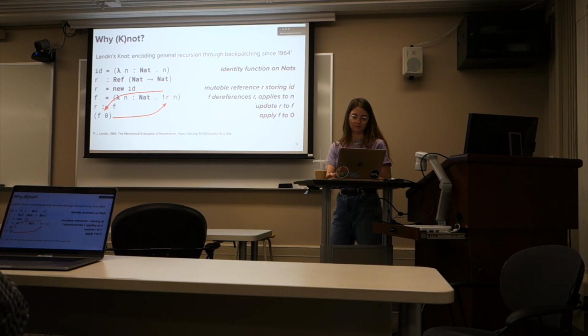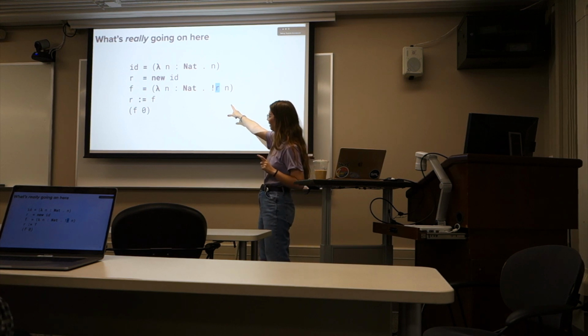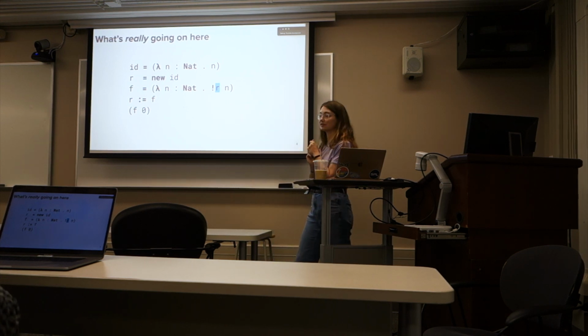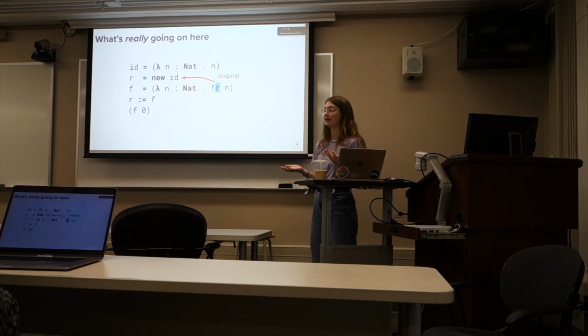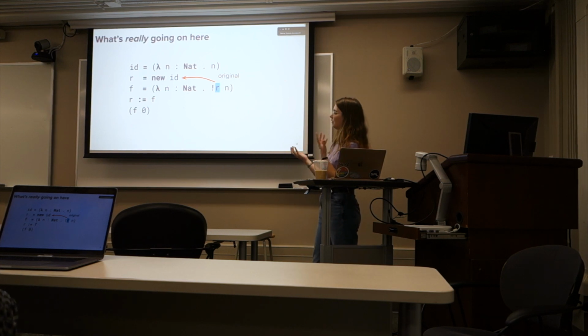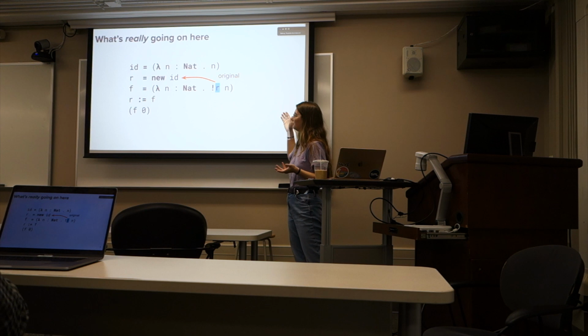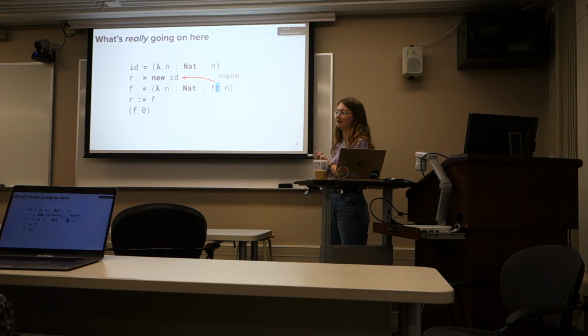Okay, so I want to look at this example in much more detail, and in particular, I want to draw your attention to this reference R. Originally, the reference R contains just the identity function. You can just see it right there. At this point in time, we would have a terminating program if we just called f, because f would just dereference R, find the identity, and everything would be fine and dandy.